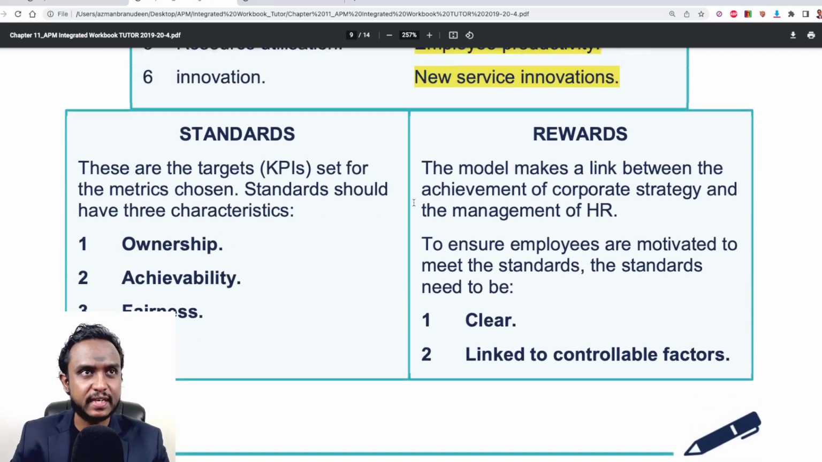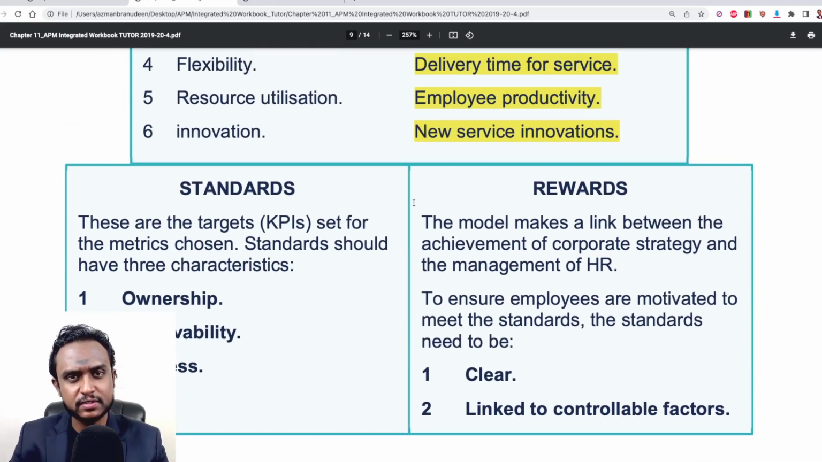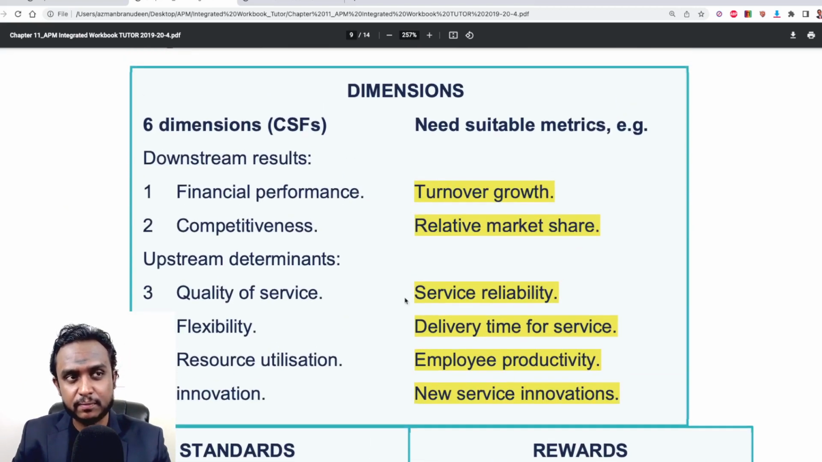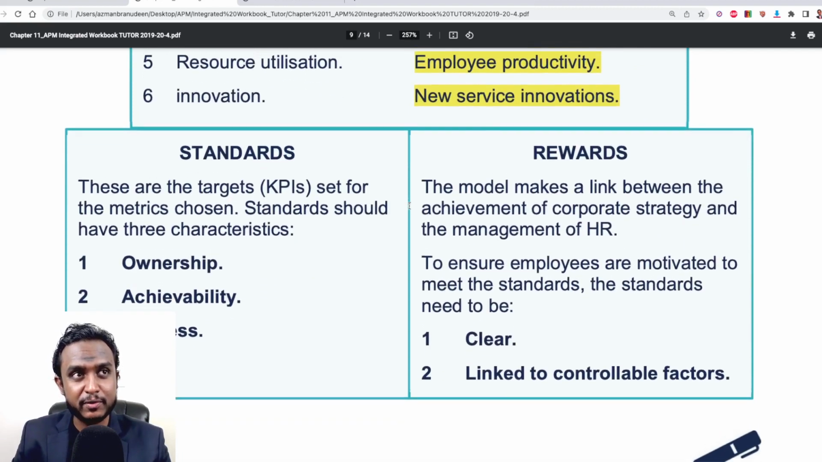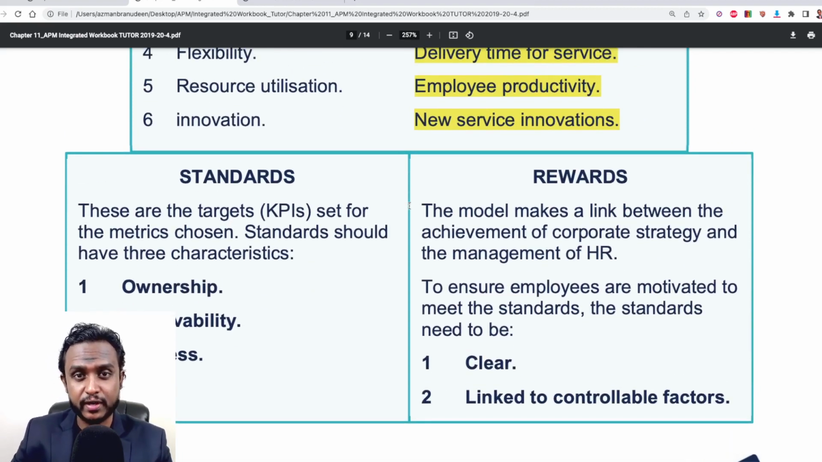That brings me to standards and rewards, the next two building blocks. As you can see, dimensions stand on these two. Standards are the KPI targets. You identify metrics or performance measures, and some of those will be what you assign as targets to your employees. When you set targets, these standards should be met. There are three standards that Fitzgerald and Moon identified that have to be of high quality when setting targets through those identified KPIs and assigning them to employees.